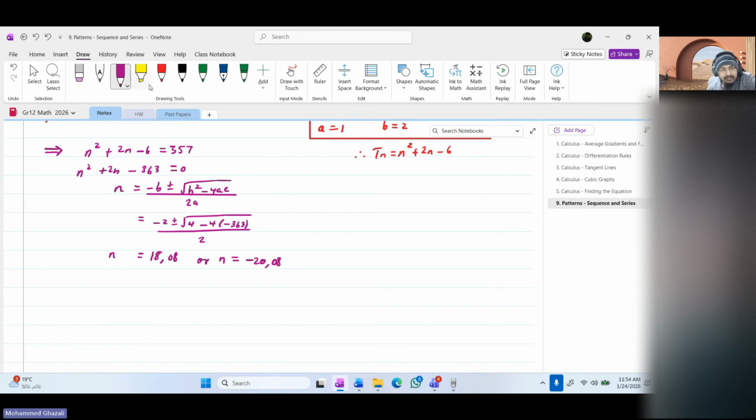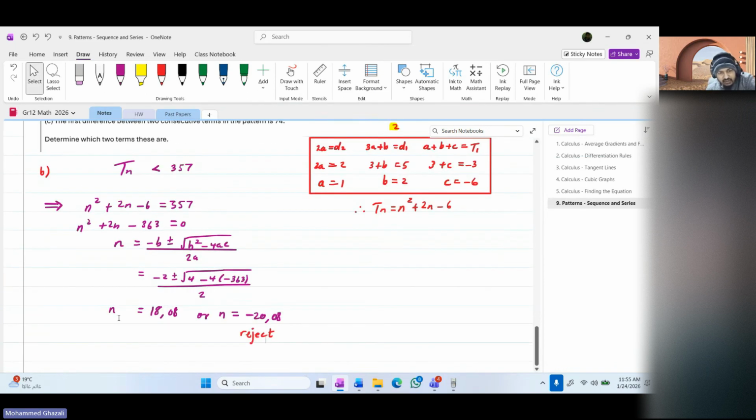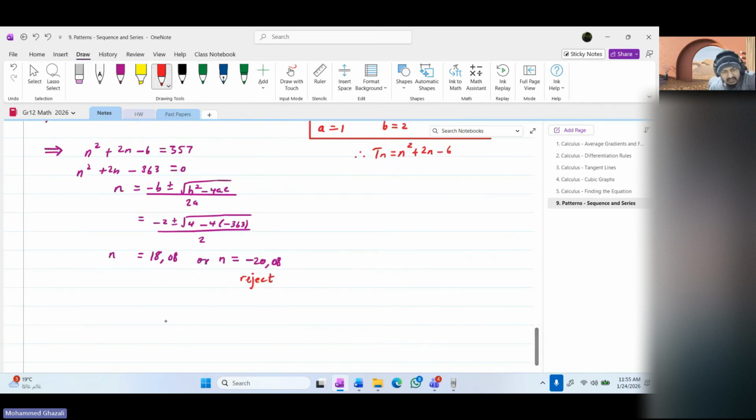Now remember, this one will straight away be rejected. Remember what we are finding. We're finding the value of n such that it's going to be less than 357. So n should be equal to 18, because if you try 19, it's going to be more than 357. We want to know how many terms are less than 357. So there are 18 terms which are less than the number 357. So n is equal to 18.